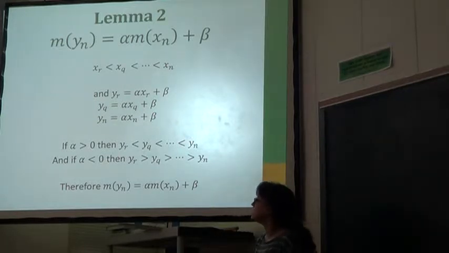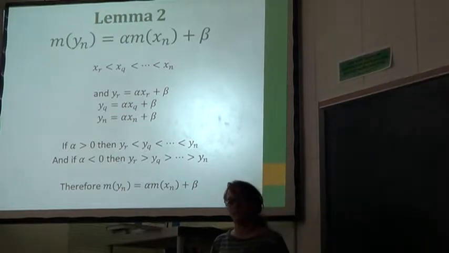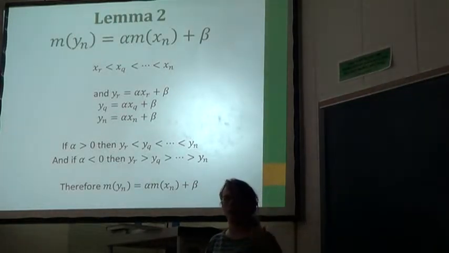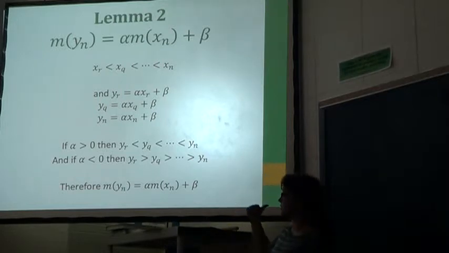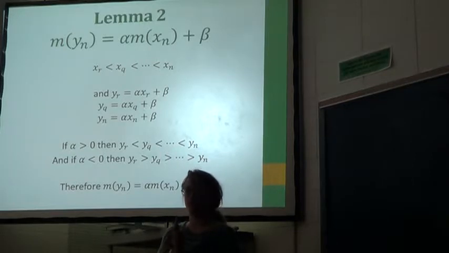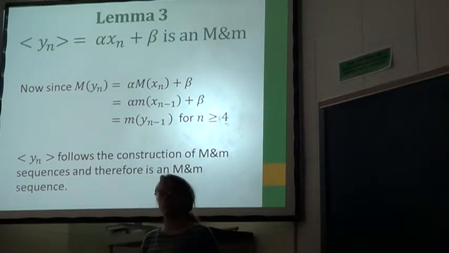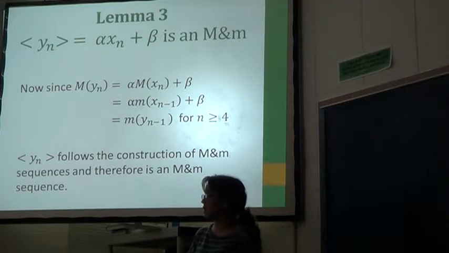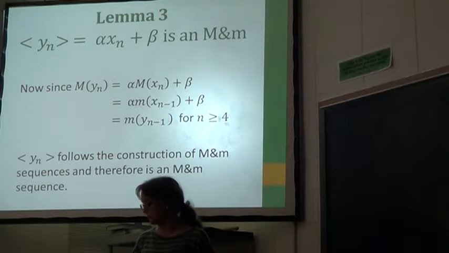We know that this is true because if x sub r is less than x sub q is less than x sub n, etc., then since the elements of y correspond to the elements of x sub n, either y sub r is going to be less than y sub q is going to be less than y sub n, or the other way around if alpha is negative. Either way, the same term is going to be in the center, so the median is going to be the same. So using lemma 1 and lemma 2, we can show that y sub n is an M&M sequence because it follows the construction of M&M sequences.